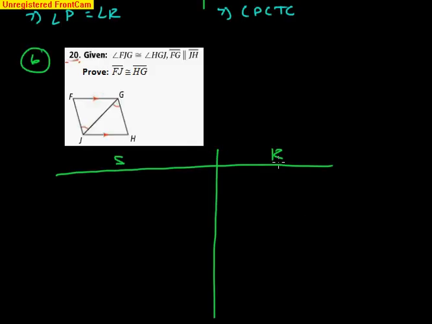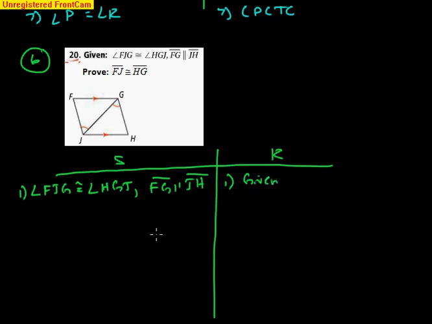Okay, last proof, here we go. So what am I given? I'm given that angle FJG is congruent to angle HGJ. I'm also given 2 parallel lines. Immediately you should be thinking about more angles. Parallel lines lead to more angles.